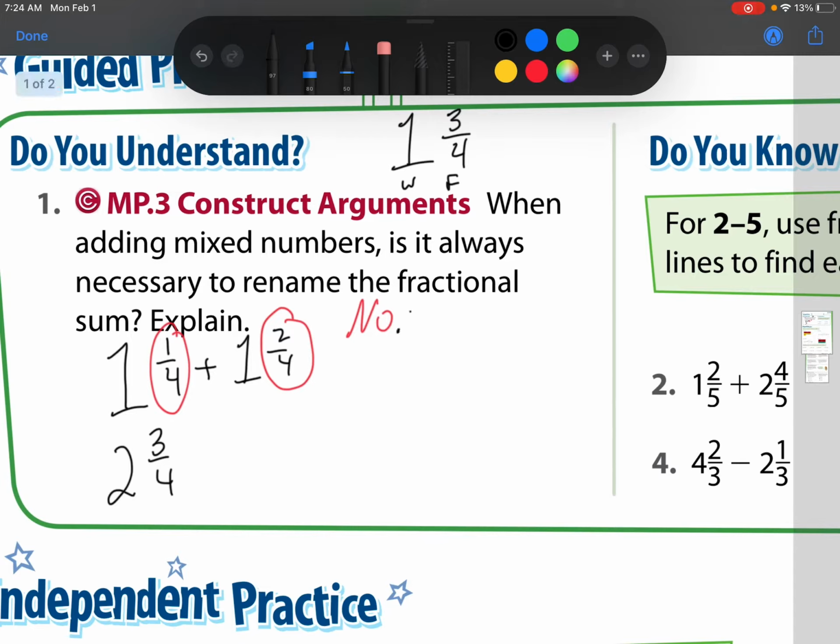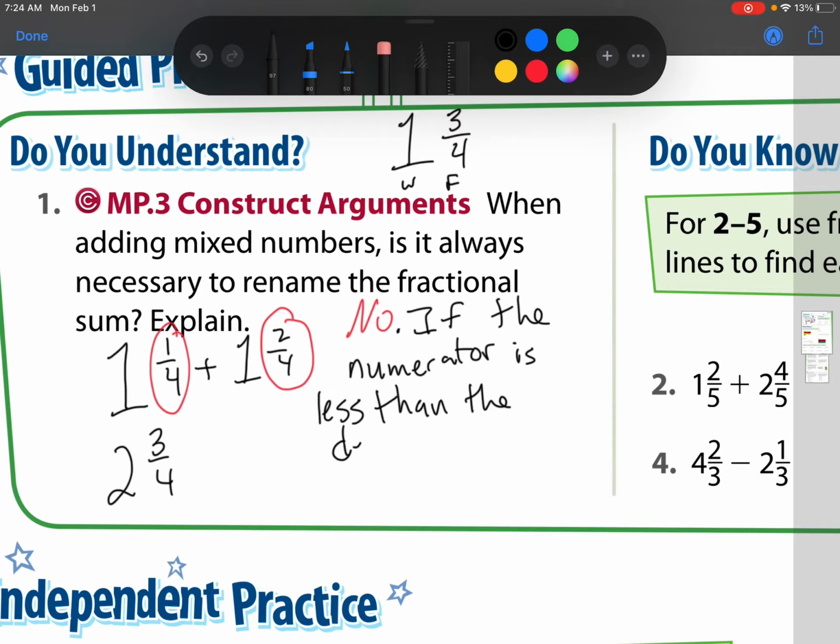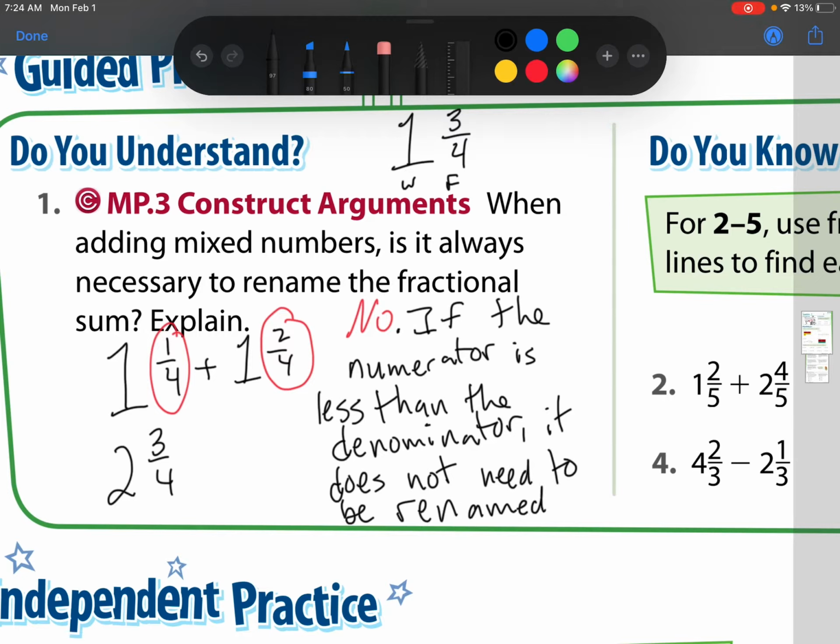Well, we're going to say no if the numerator is less than the denominator. It does not need to be regrouped. And you could put regrouped, renamed, made into a whole, whatever you would like for it.